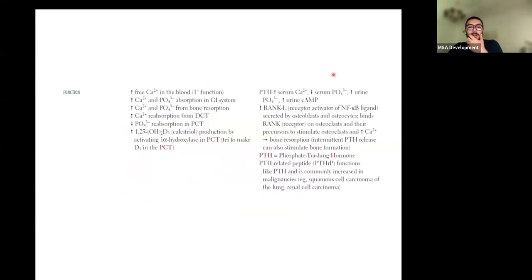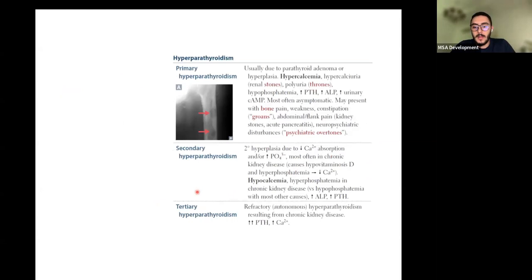Functions of PTH, again, this is just a repetition in the summary slide. That's why I told you in the beginning that the slide I explained at the beginning summarized the whole lecture, basically. Free calcium in the blood, I will not repeat it, just read it really quickly. And this is where I got my mnemonic, phosphate trashing hormone, PTH.